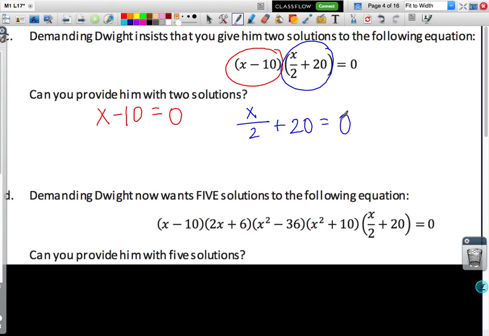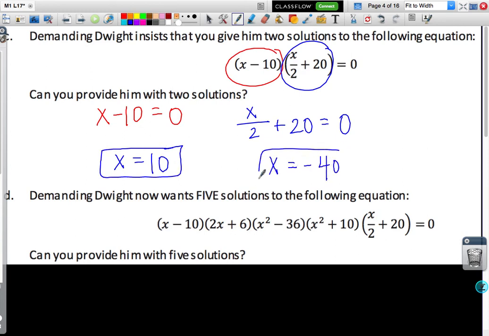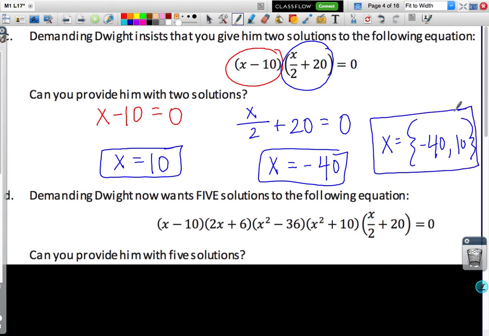Now we have what looks like part A and B that we had before. So if we solve this first equation, we get x equals 10, as we found in part A. And the second equation, we get x equals negative 40. So again, the solution set would be negative 40, 10. So all we did was take both of those factors, both of those sets of parentheses, and set them equal to 0.